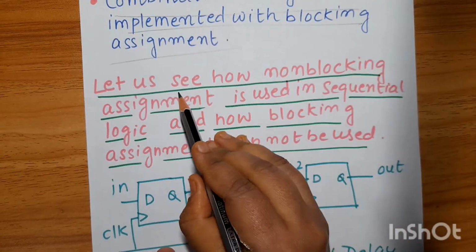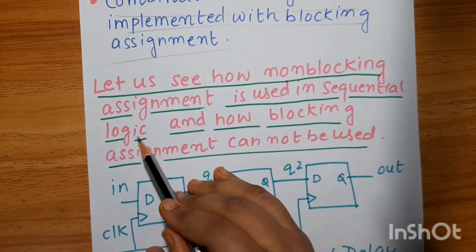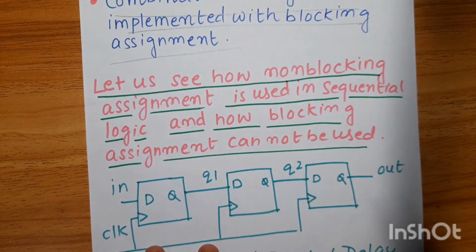Now, let us see how non-blocking assignment is used in sequential logic and how blocking cannot be used. We will see why only the non-blocking statement is used in sequential logic but not the blocking, and in combinational logic, why we use only the blocking statement, not the non-blocking.